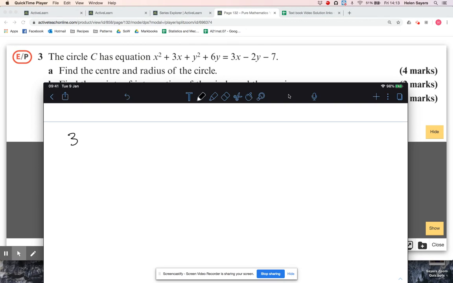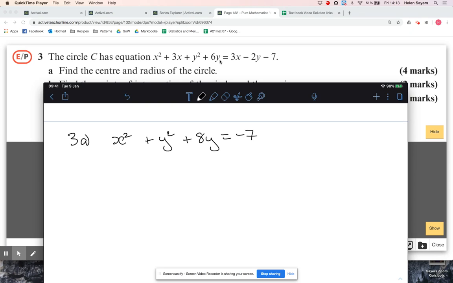First thing I'm going to do as I write the question down is bring everything over to the left-hand side. When I subtract that 3x from that 3x, I don't end up with an x term on the left-hand side. Then I've got the y squared, so I've got 6y, and I'm going to add the 2y over to the left-hand side. The constant doesn't really matter, so I'm going to leave the minus 7 over on the right-hand side.